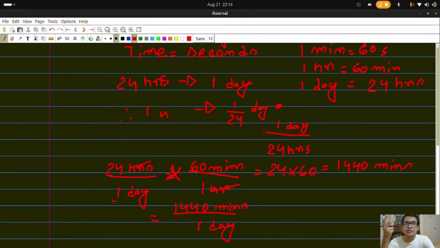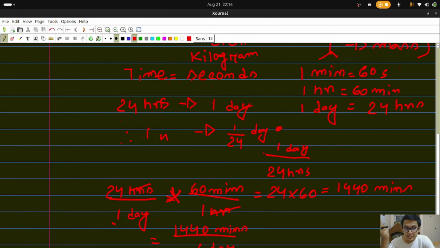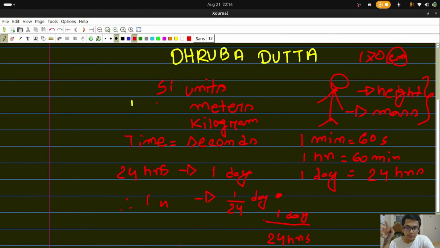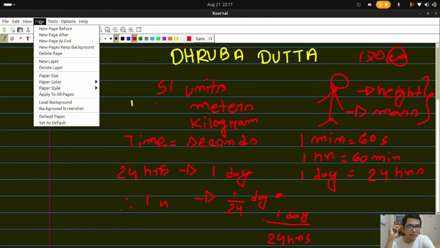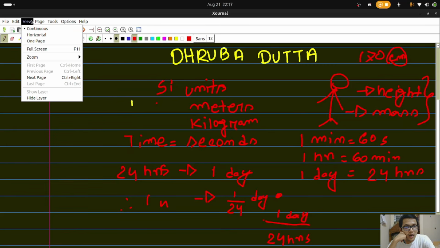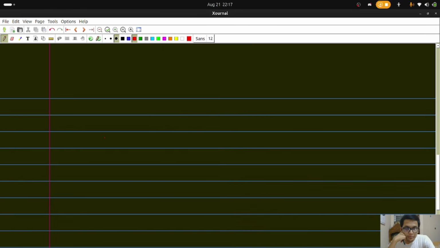Although we talk about dimensions in a different way in terms of physics, I'm not going to go through that in depth right now. I'm just going to tell you how we measure, how we quantify. That's my main purpose here. So we'll go to another page. Okay, it's another page here.